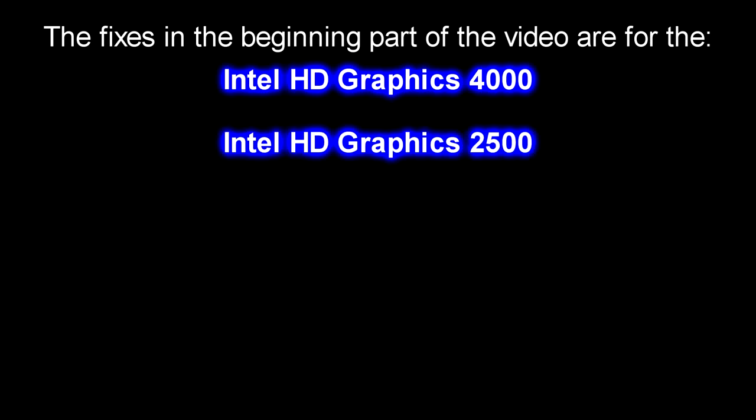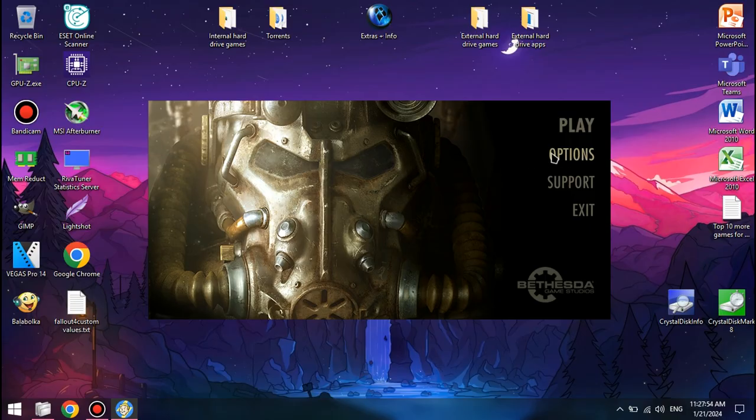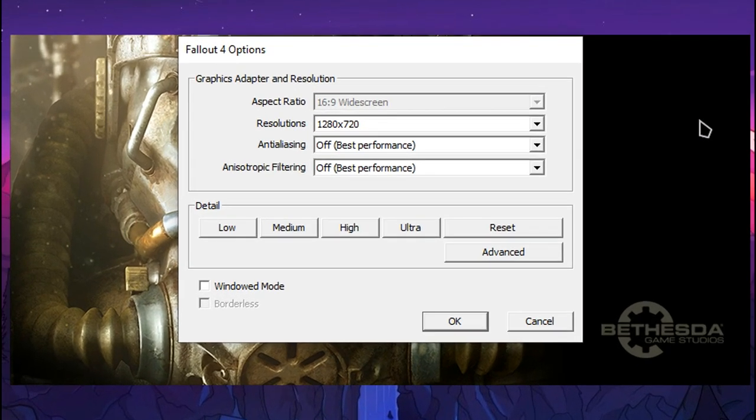The fixes that I'm going to explain right now only apply for Intel HD Graphics 4000, 2500, Ivy Bridge and Bay Trail. First things first, you can only run Fallout 4 in windowed mode with these specs. I've tried to get it working in full screen mode, and even after doing everything that I will explain, it just refused to give me anything other than black screen. So windowed mode is the way to go, preferably windowed borderless.